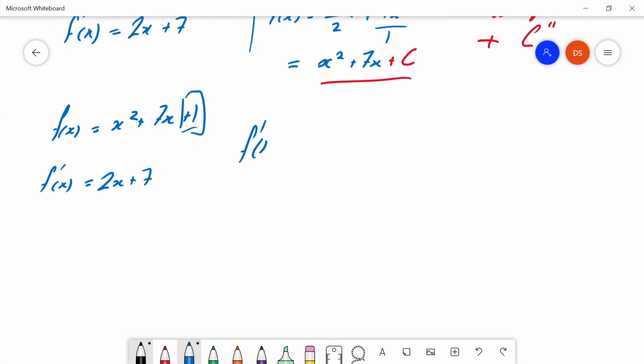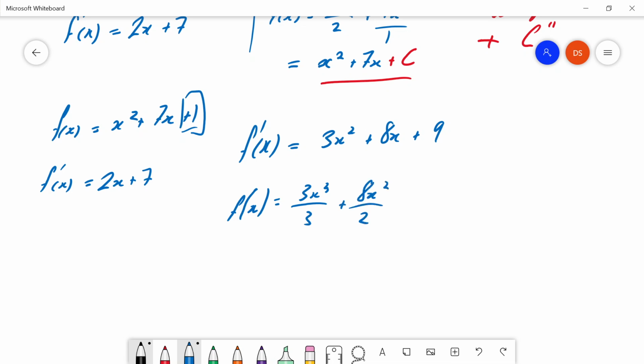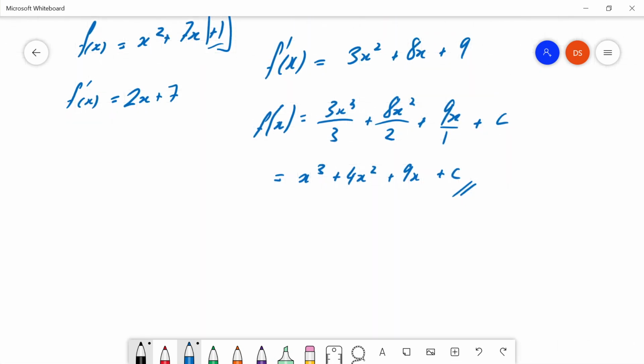If I gave you 3x squared plus 8x plus 9, let's anti-differentiate this. Add 1 to the power, divide by the new power. Add 1 to the power, divide by the new power. Add 1 to the power, divide by the new power, and plus c. We can simplify this: x cubed plus 4x squared plus 9x plus c. Now I'm going to show you how we can find this c.